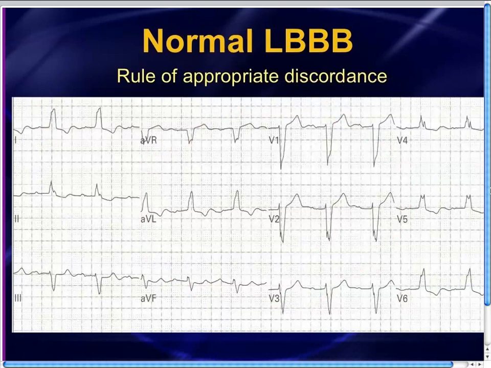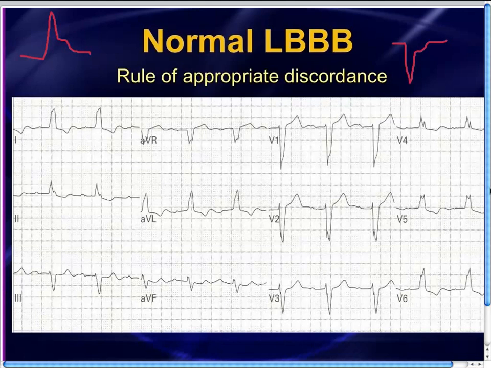If you lose that discordant relationship, you have to worry that the person may be having some ischemia. In other words, if the QRS goes up and the ST segment is also elevated, or concordant, in the same direction, or if the QRS goes down and the ST segment is depressed, concordant in the same direction.